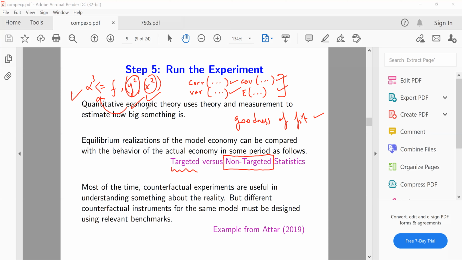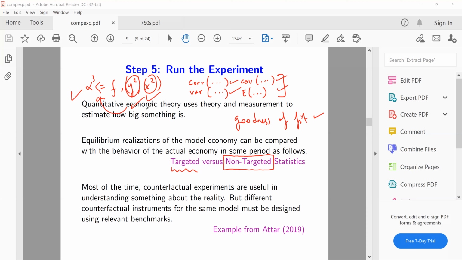Other stuff that shows whether the model is actually a good representative of the actual economy.